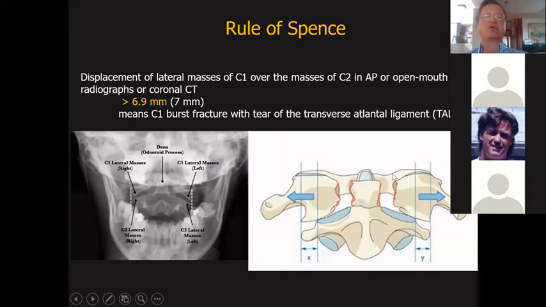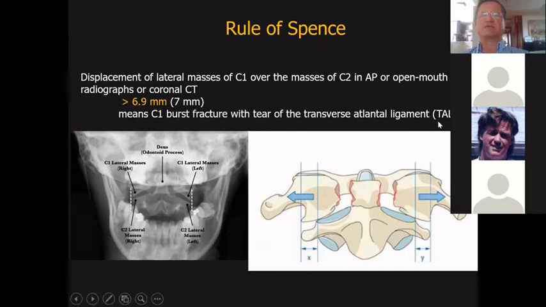There is the rule of Spence, although in the past we have used it too much. This is the displacement of lateral masses of C1 over the masses of C2. So this measurement plus this should be less than 6.9 millimeters. If it's more than 6.9 or 7 millimeters, it means a C1 burst fracture with tear of the transverse atlantal ligament has happened.